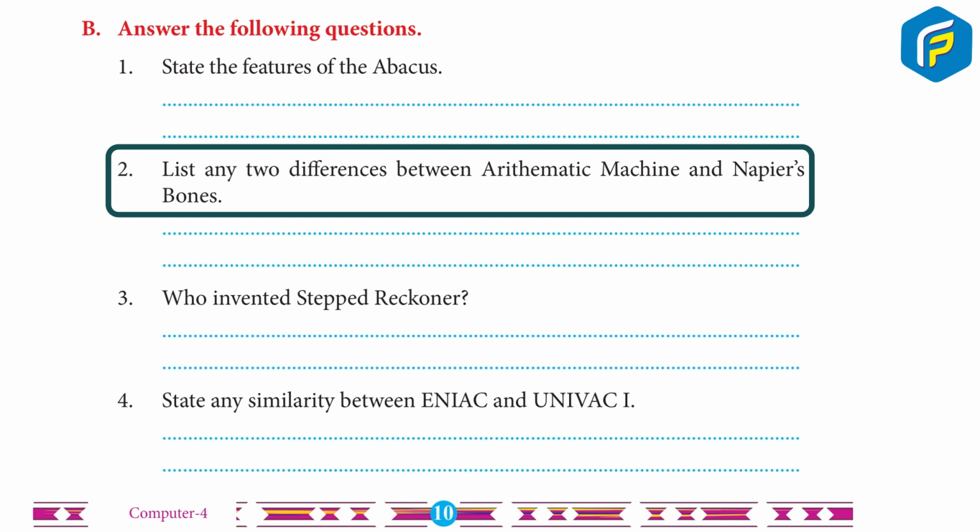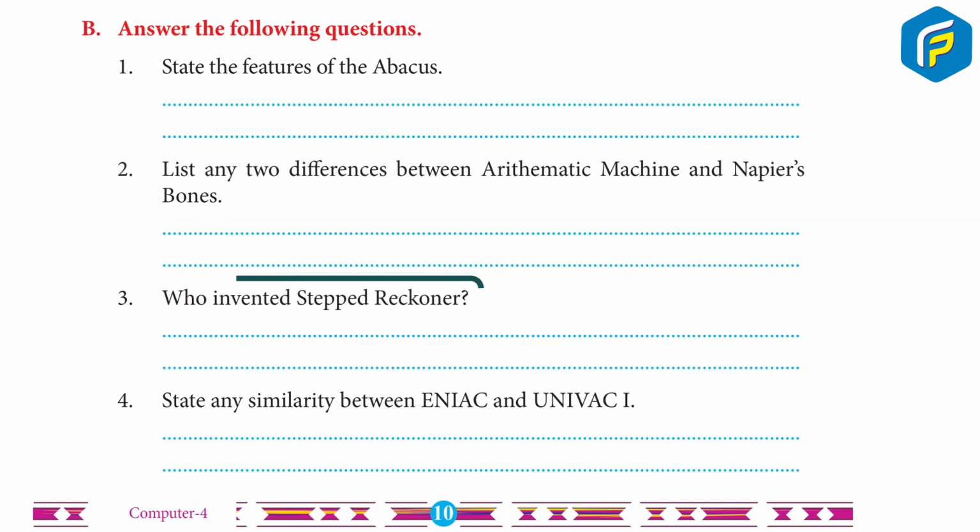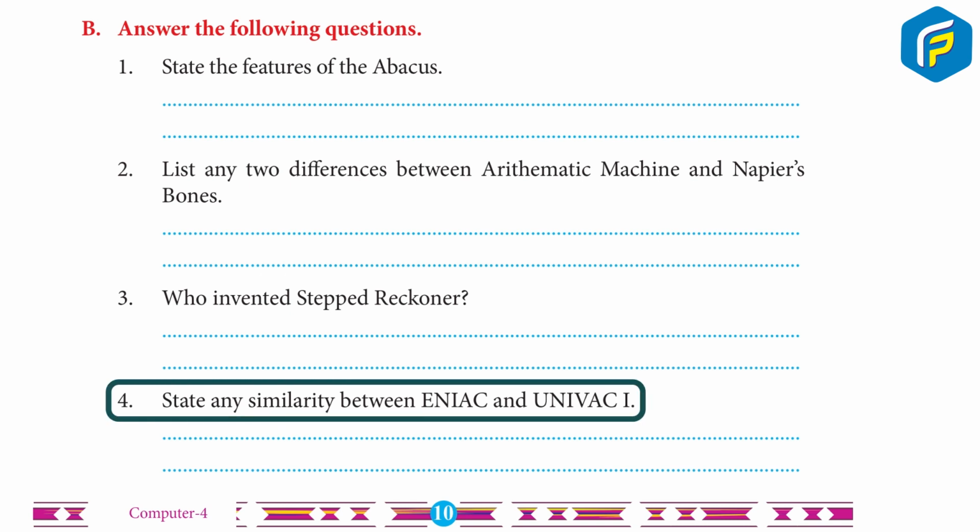Arithmetic machine: it made addition and subtraction easier. Napier's bone: it made multiplication easier. 3. Who invented stepped reckoner? Answer: German scientist Gottfried Wilhelm Leibniz created stepped reckoner. 4. State any similarity between ENIAC and UNIVAC I. Answer: the similarity between ENIAC and UNIVAC I is a general-purpose digital computer.